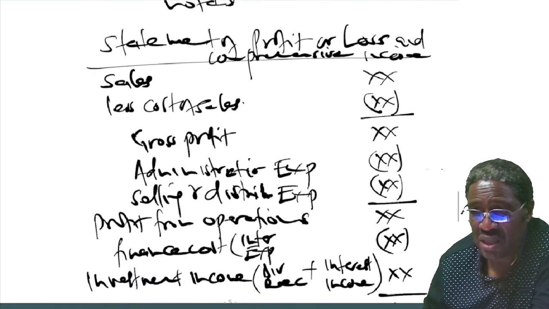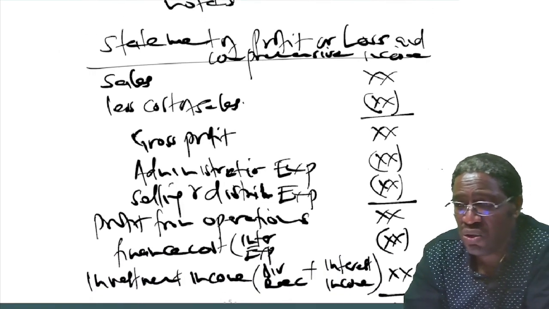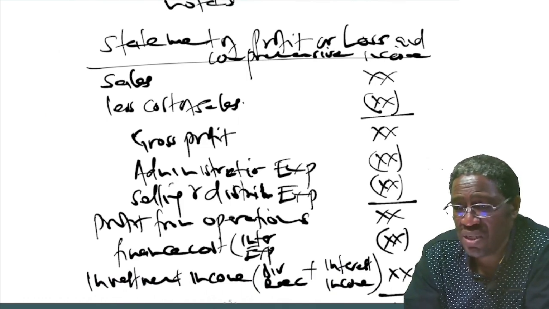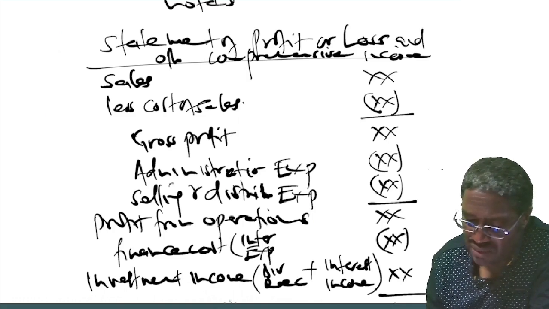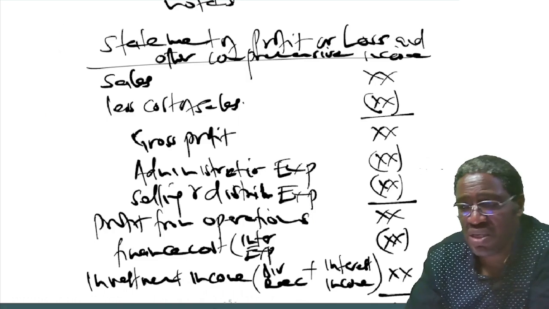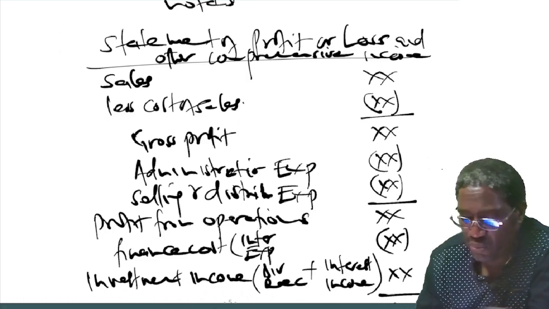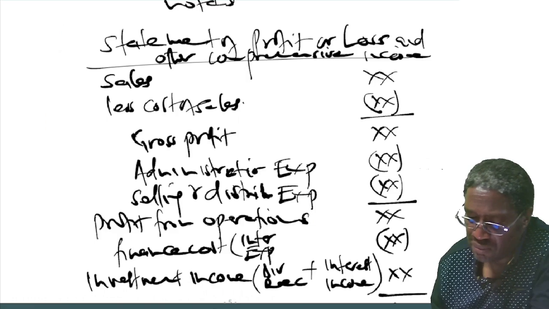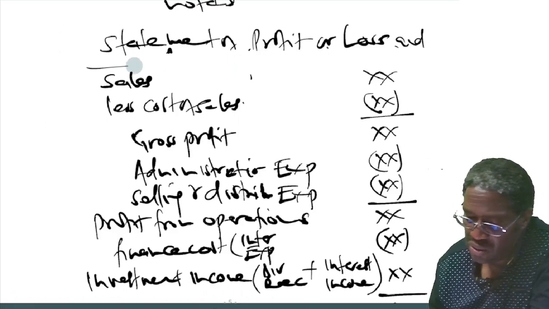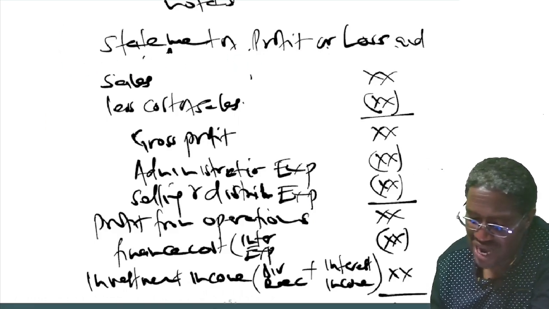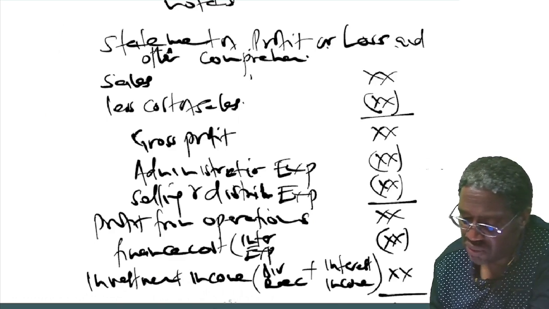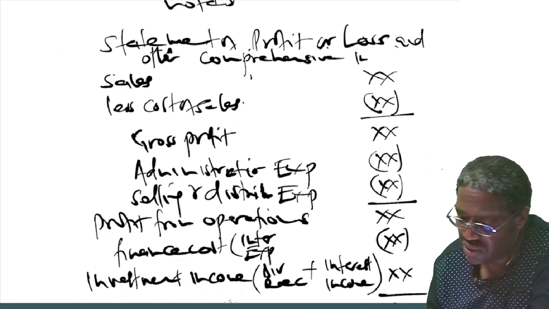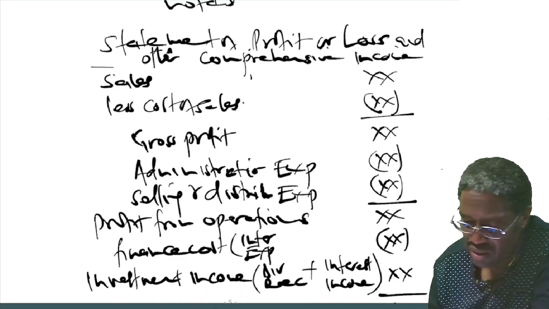You write that subheading, statement of profit or loss and other comprehensive incomes. Sorry, the word other is missing. Statement of profit or loss and other comprehensive incomes.